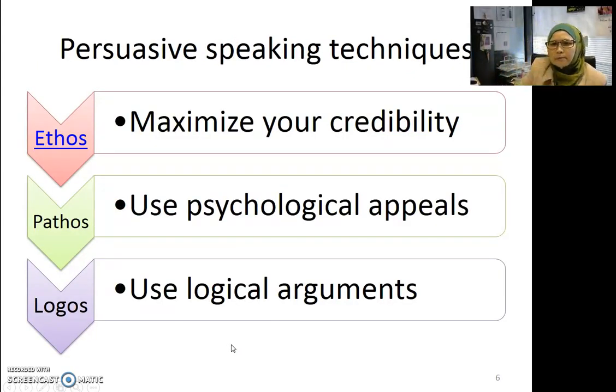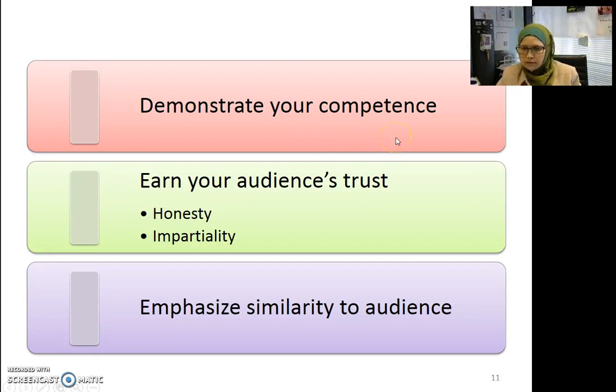Next will be persuasive speaking techniques. Ethos, that means to maximize your credibility. For ethos, it's basically credibility is the extent of the audience's belief and respect for you.